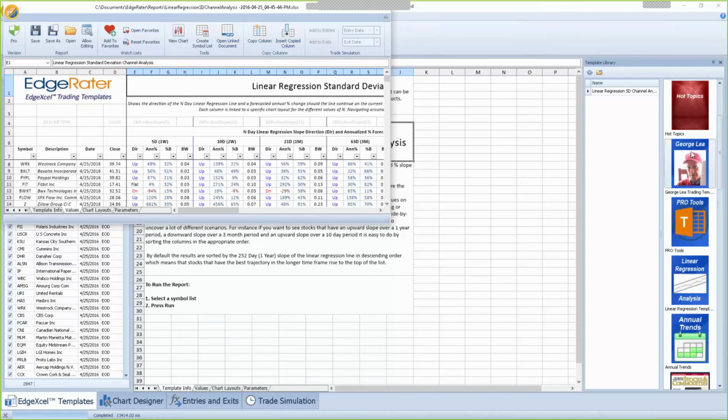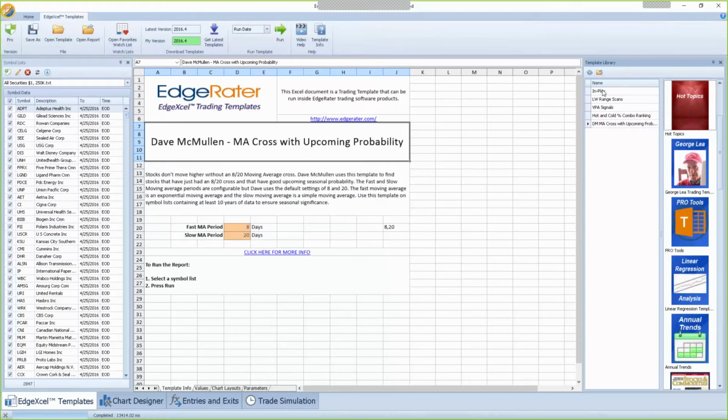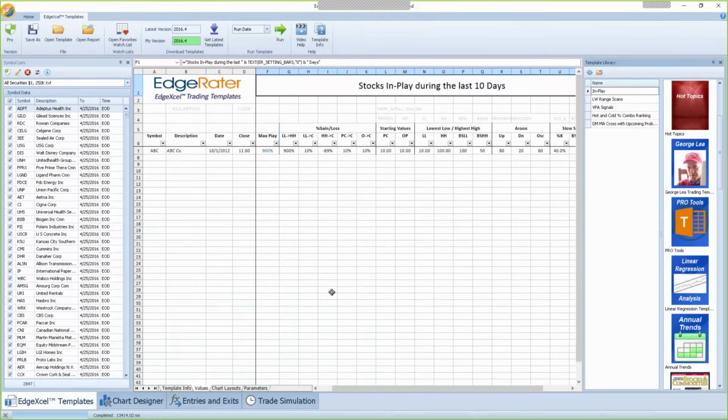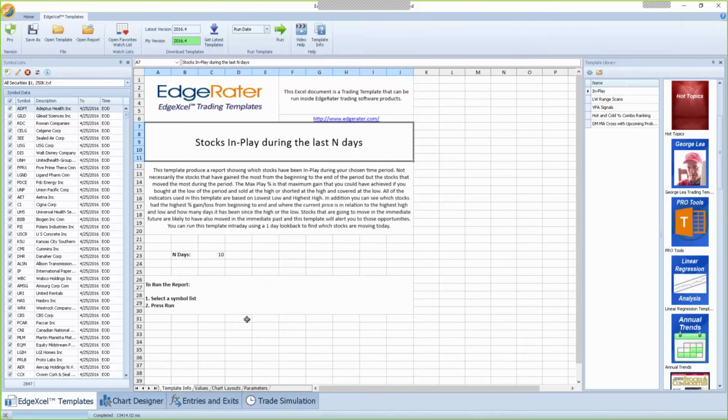And the in-play template is located in the Hot Topics category, so I'll click on Hot Topics. I'll find in-play, and with this one there is one setting to choose, and that's how many days of look back you want to use. And I think, George, you were saying that you wanted to look at 5 days? So we're going to look back over 5-day periods. Yeah, and so see what stocks have had the maximum sort of amount of play.